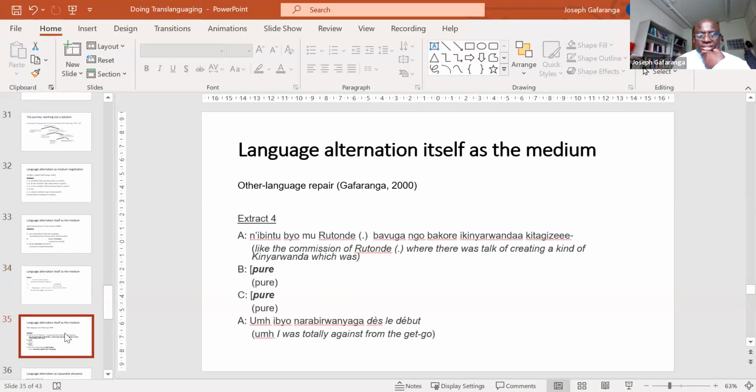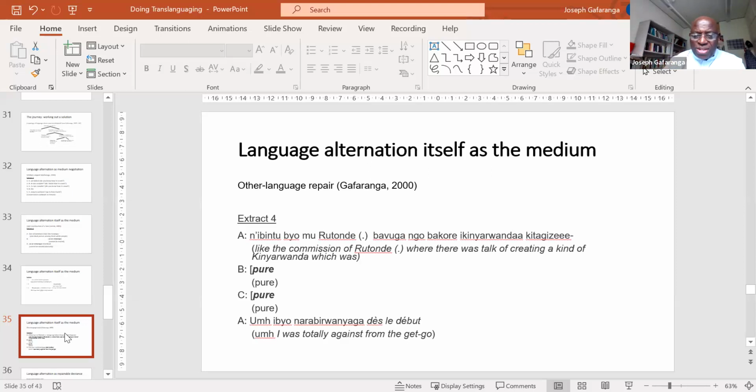A second example of this is what you have here. You remember I was talking earlier about the promotion of Kinyarwanda. There was a commission which was set up to develop the language, and I took part in the conversation, and I discuss why I took part in the conversations. So A says in that commission they were talking of developing or promoting Kinyarwanda. I want to qualify it.